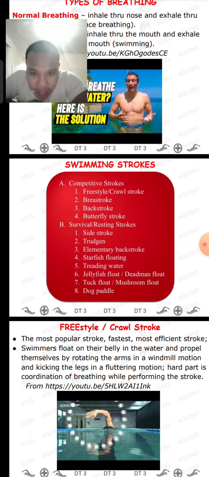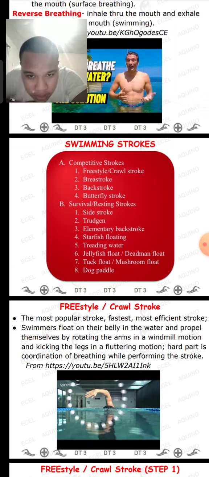Letter B, survival resting strokes. Under letter B: number 1, side stroke. Number 2, Trudgen. Number 3, elementary backstroke. Number 4, starfish floating. Number 5, treading water. Number 6, jellyfish float or dead man float. Number 7, tuck float or mushroom float. Number 8, the dog paddle.